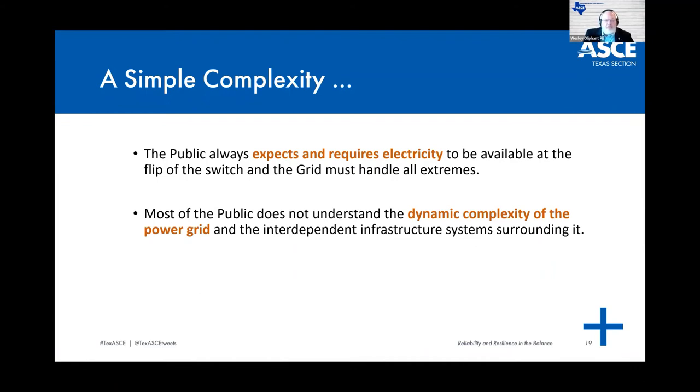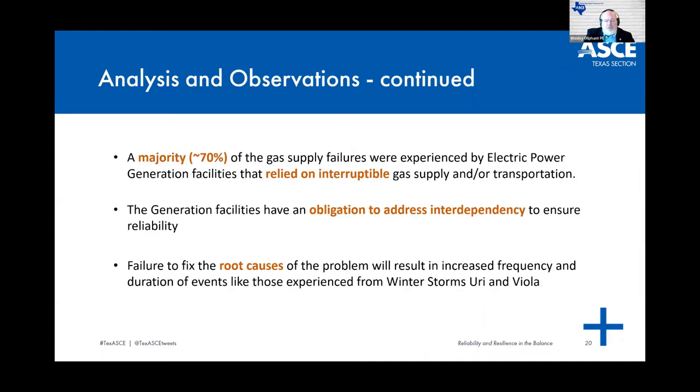The simple complexity is that we all expect electricity to be available at the flip of a switch. We all expect the electrical grid to be able to handle extreme weather events like Uri and Viola. And as we've all discussed, the grid is a very complex and dynamic machine. We have to learn from this event, and I think that's part of the purpose of this study.